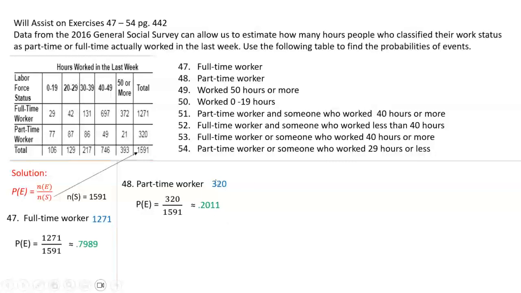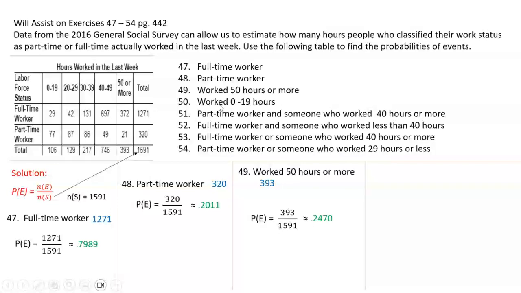Now let's continue with number 49. Work 50 hours or more. So 50 hours or more is going to be 393. Here's 50 hours or more, so we go down: 393 over the sample space, which would be 393 over 5091. It'll be about 0.2470.